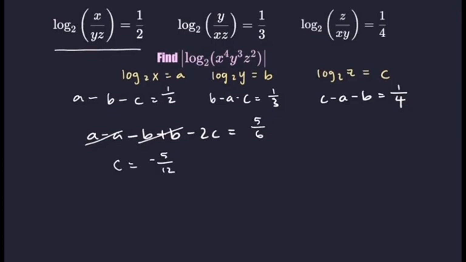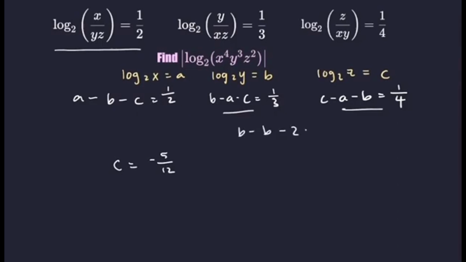And we can do a similar thing for another 2 equations. Why don't we add these equations now, just like we did with the first 2 earlier? Adding these 2 equations, we will get b minus b minus 2a minus c plus c equals 1/3 plus 1/4, which is just 7/12. Again, b's cancel, c's cancel. We're going to have negative 2a equals 7/12, or a equals negative 7/24.